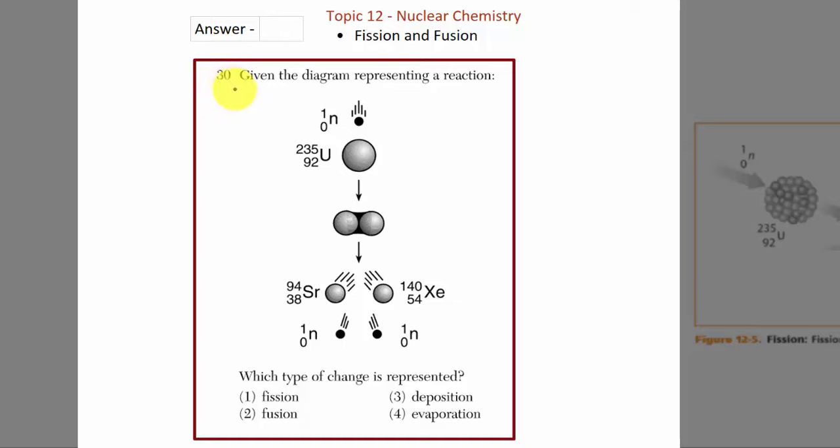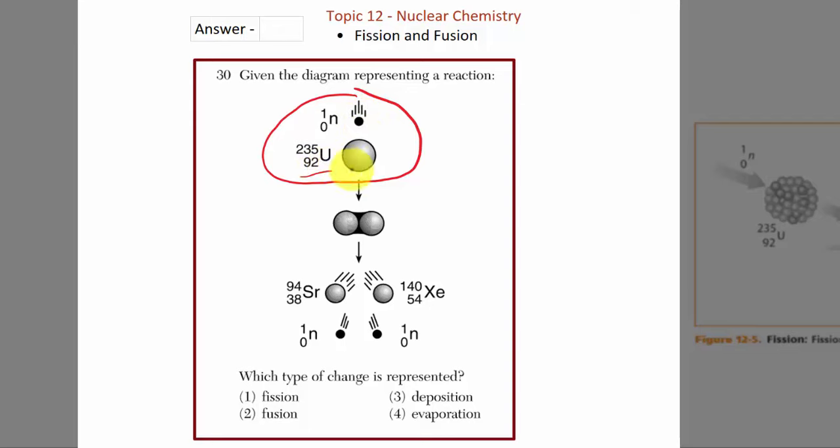And finally, question number 30. Given the diagram representing a reaction, lovely diagram, which type of change is represented? Well, we're starting off here with a very large nucleus, the uranium-235 nucleus, and we're smashing a neutron into it. So there's something artificial happening here. We're causing this to happen.